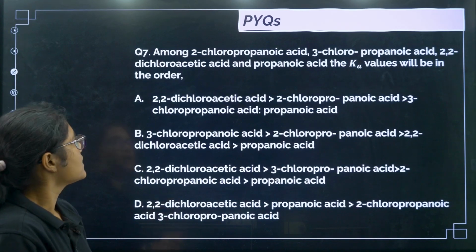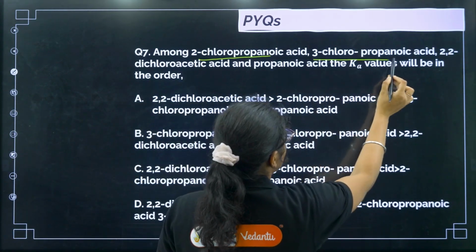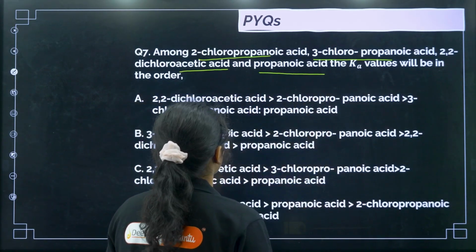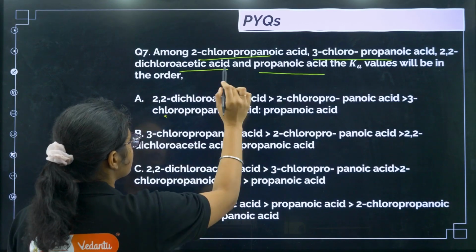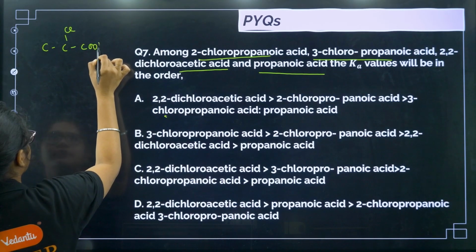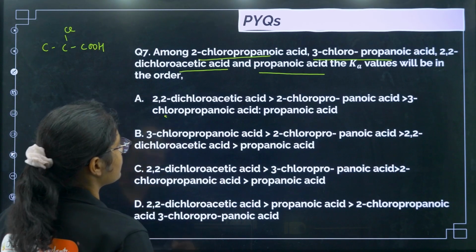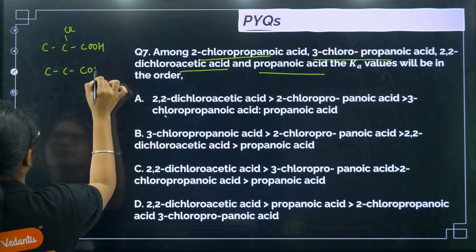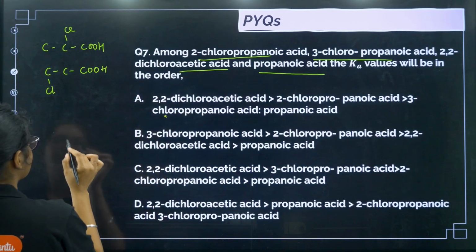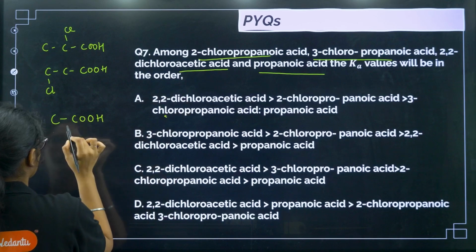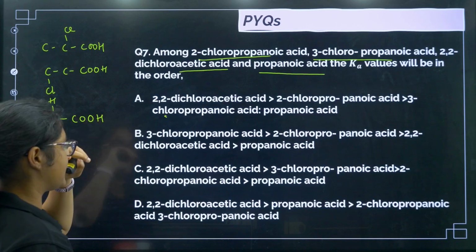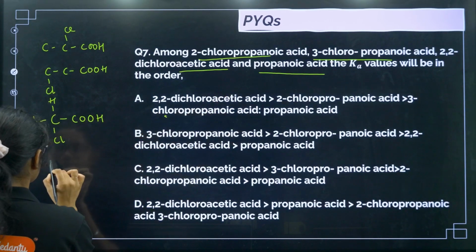Next, among 2-chloropropanoic acid, 3-chloropropanoic acid, 2,2-dichloroacetic acid and propanoic acid, the Ka values will be in the order of? Let us first draw the structures. This is 2-chloropropanoic acid. Next we have 3-chloropropanoic acid. Next 2,2-dichloroacetic acid, and then we have propanoic acid.